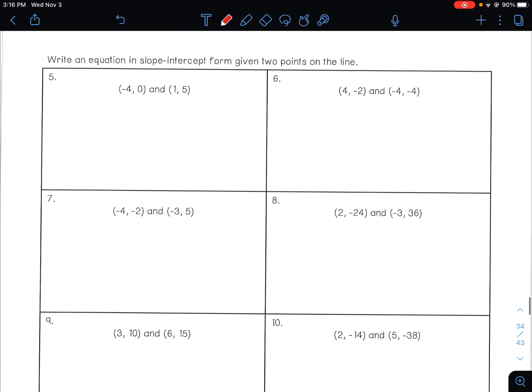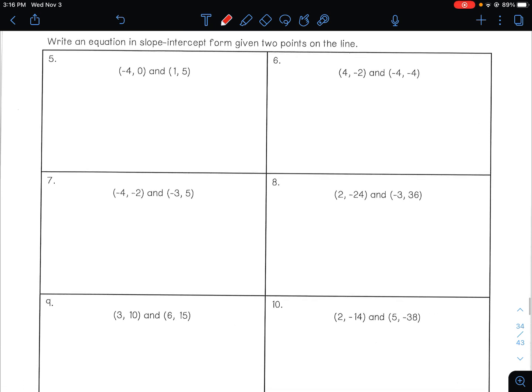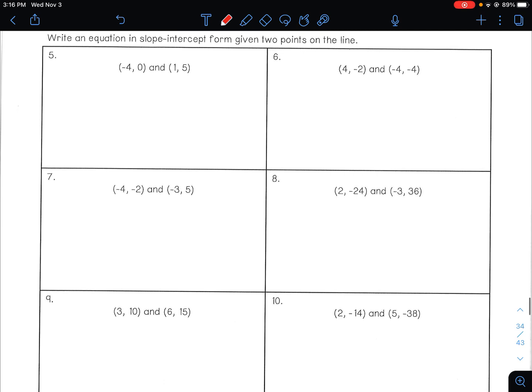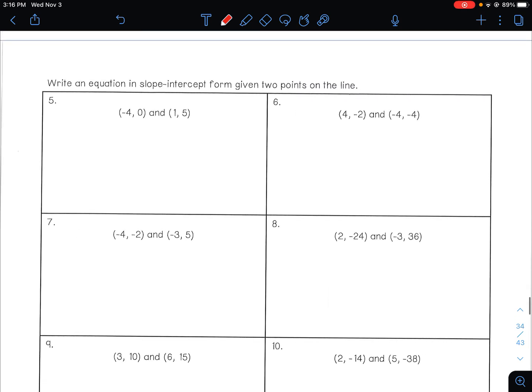All right, now we're going to try some problems where we are given 2 points instead of the slope. So the only thing that's different is that we have to find the slope. We're not given it. So let's find the slope first. And we do that by doing y2 minus y1 over x2 minus x1.